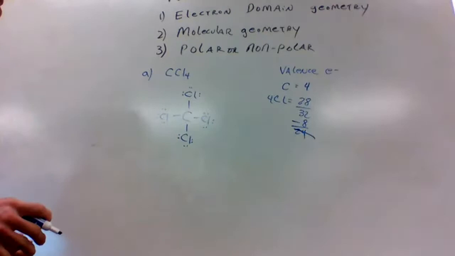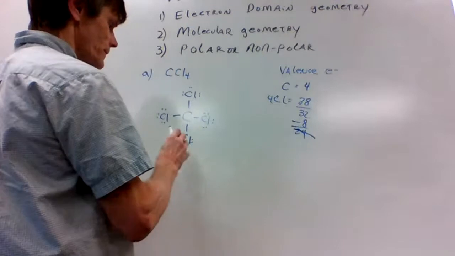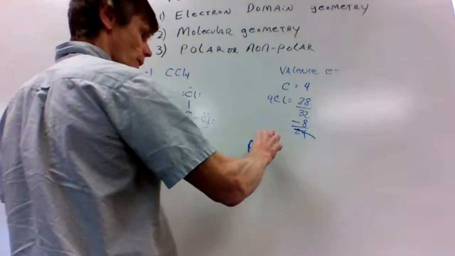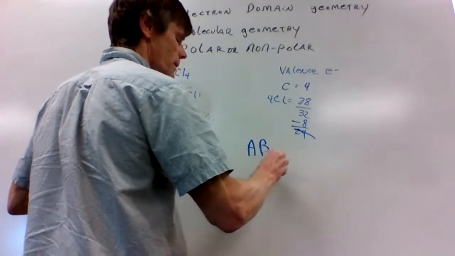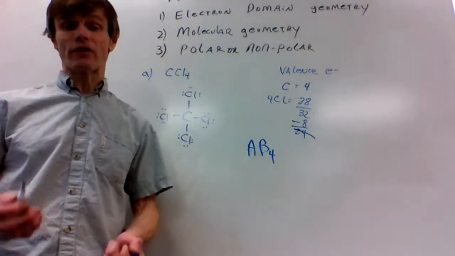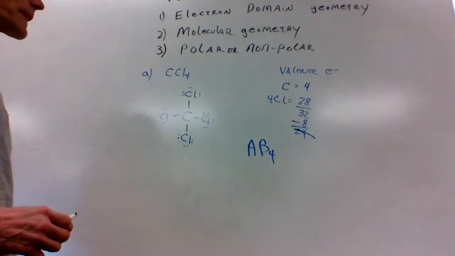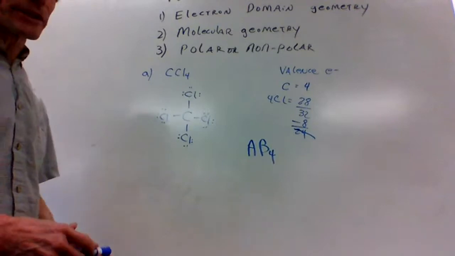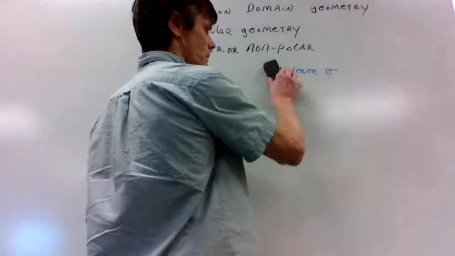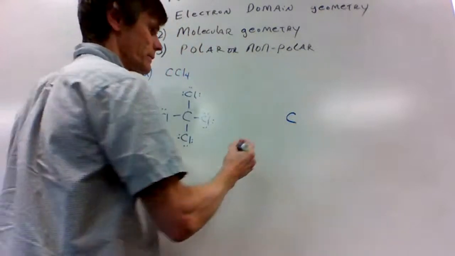So let's first of all describe the electron domain geometry and recognize that this molecule fits the model A, a central atom surrounded by 4 atoms, we'll call those B, and our central atom doesn't have any lone pairs of electrons on it. So in this case, we would see that the best way to distribute electron density around our central carbon atom is in a tetrahedron type of arrangement.